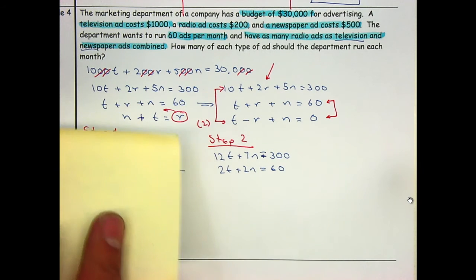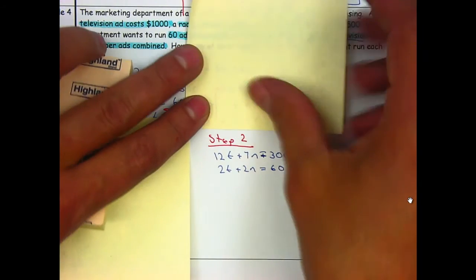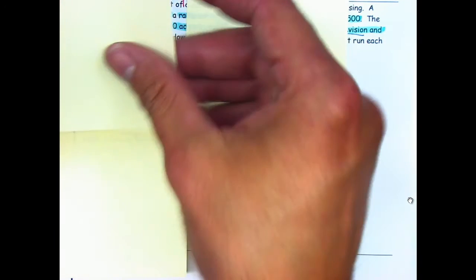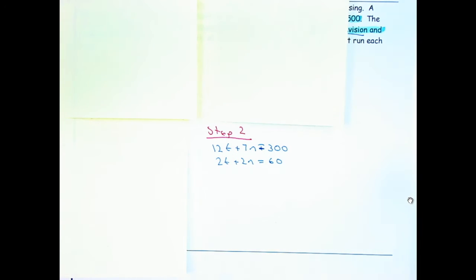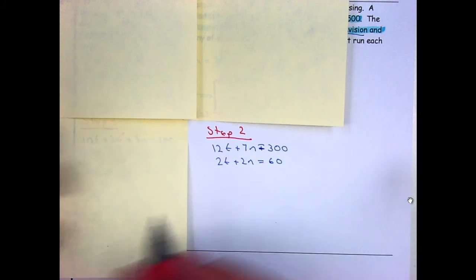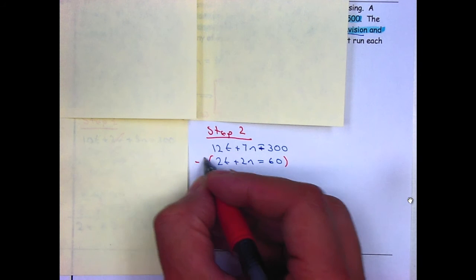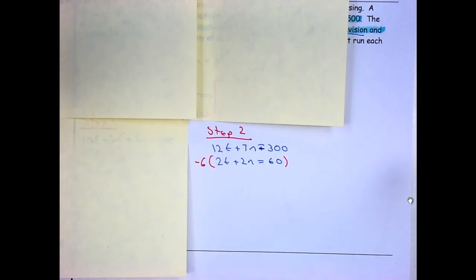So I'm going to cover this up. And let me just cover this one. So if you notice, now that I have step number 2, these are problems that you guys have seen before. So I want to be able to cancel the t's or the n's. I'm going to cancel the t's because I can make this a negative 12 by multiplying by negative 6, and that will cancel.